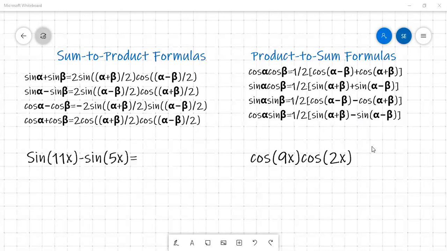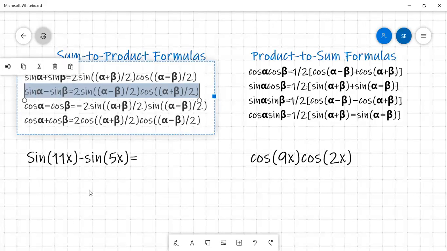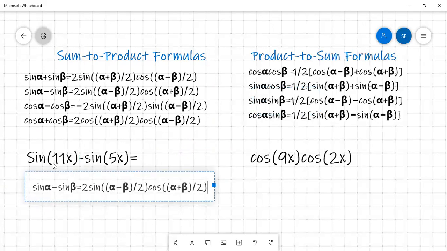So in this first example, we have sine of something minus sine of something. If we look up here in these formulas, that's this second formula, the sine of alpha minus sine of beta. So that's the one that we want to use. I'm just going to copy that and put it down here. We have sine alpha minus sine beta, and we're going to use this formula to evaluate this problem.